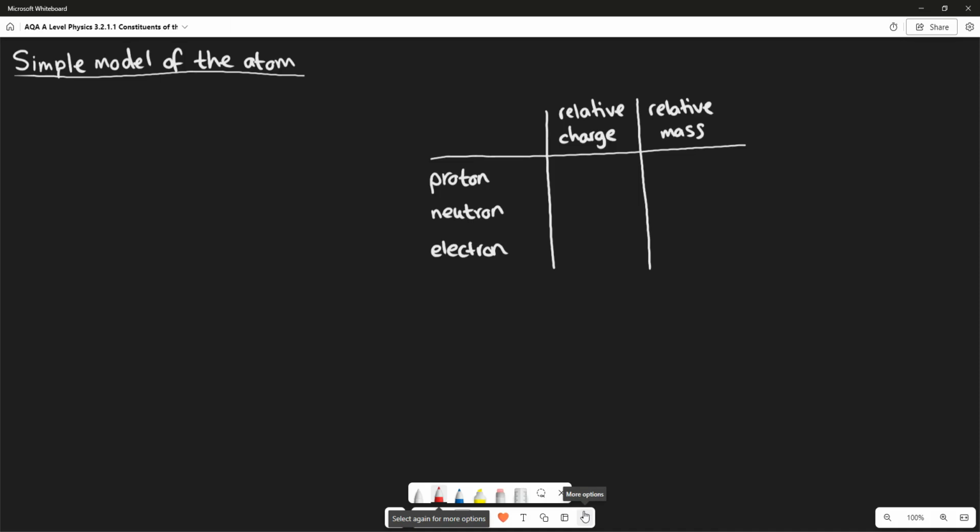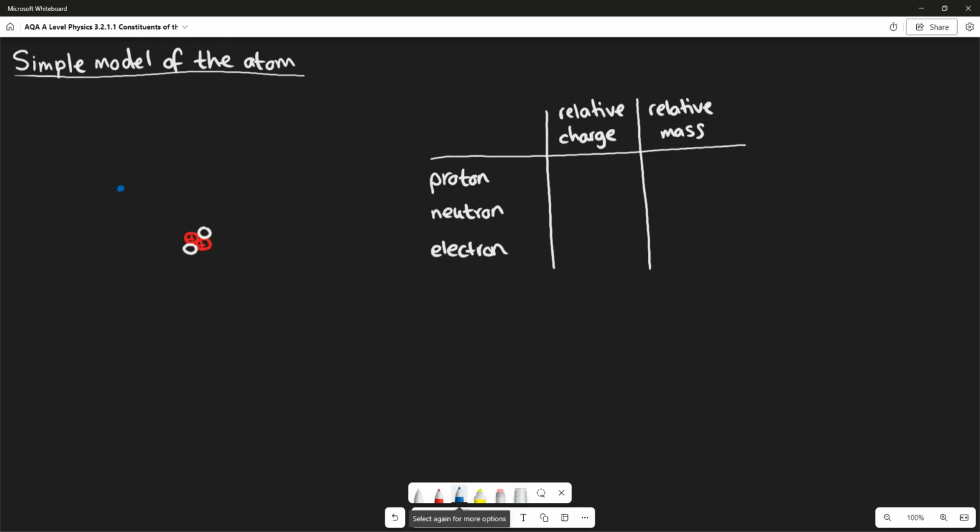So first thing I'm going to do is draw a simple model of an atom. We've got the nucleus in the centre of the atom and the electrons that orbit around the outside. Inside the nucleus we have positively charged protons and we have neutral neutrons. This is the nucleus of a helium atom with 2 protons in it, making it helium.